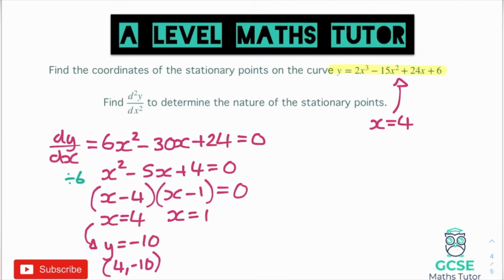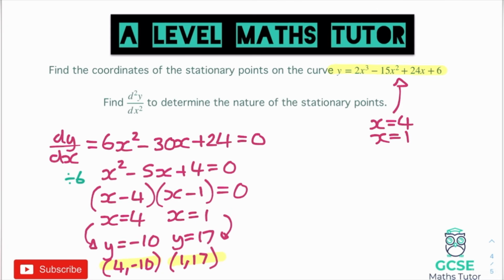If we do the same for when x is equal to 1, again we're going to get a y value. So we're going to want to put x is equal to 1 into our original equation that says y equals. Now if we substitute that in, again doing 2 times 1 cubed, take away 15 times 1 squared, plus 24 times 1, plus 6, we get a y coordinate that is equal to 17. And again that gives us a coordinate of 1 and 17. So these are the coordinates of the stationary points. They are the points on our curve at which there is a gradient of 0.